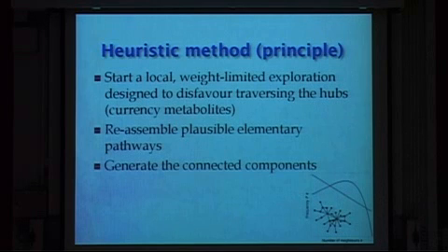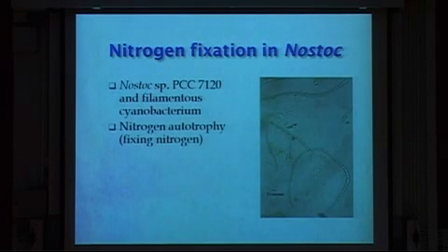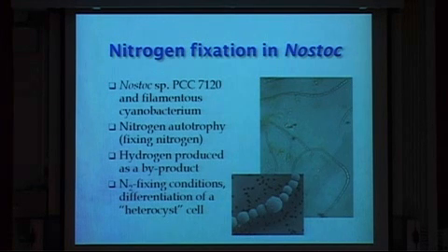But essentially, what we're trying to do is look at how many up or down regulated proteins were in a particular metabolic pathway within certain rules, and we wanted to make sure that we were avoiding traversing too many hub currency metabolites, and this was essentially how the network could be reassembled and hopefully use some prior information to generate the connected components in the pathway. We applied this to nitrogen fixation in this particular cyanobacterium because this is one of the organisms that we were potentially looking for originally for a synthetic biology chassis.